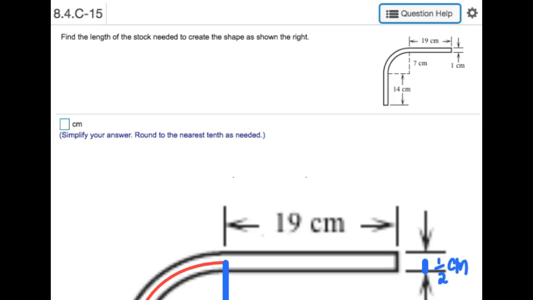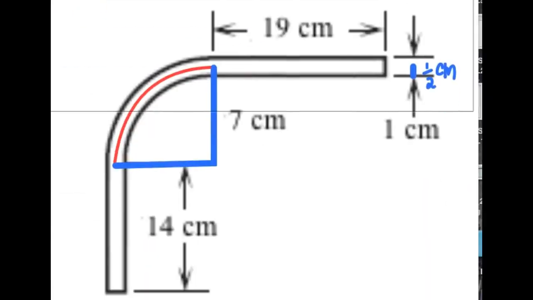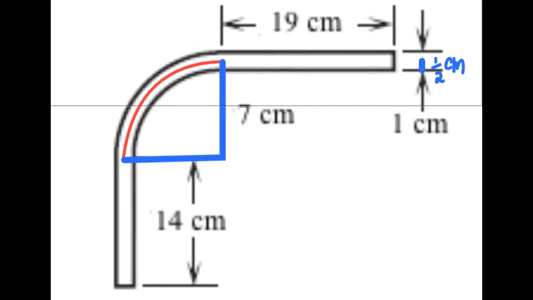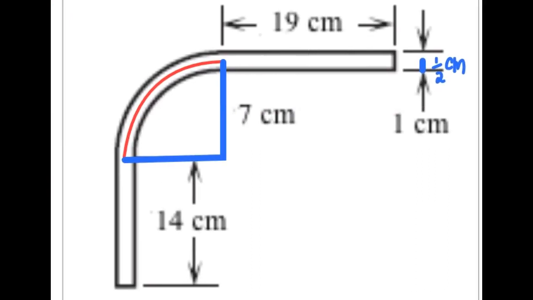This is question 8.4.C-15. It says, find the length of the stalk needed to create the shape as shown, I should say to the right. And how you want to think about this is we're going to separate this into parts. See if I can move my window down here to show you. I made the picture bigger so that you could see kind of what I'm trying to demonstrate.